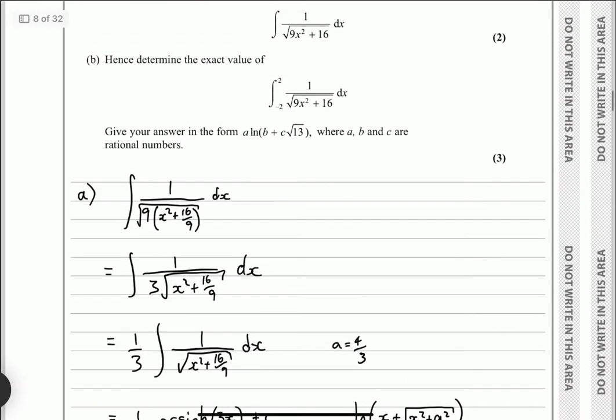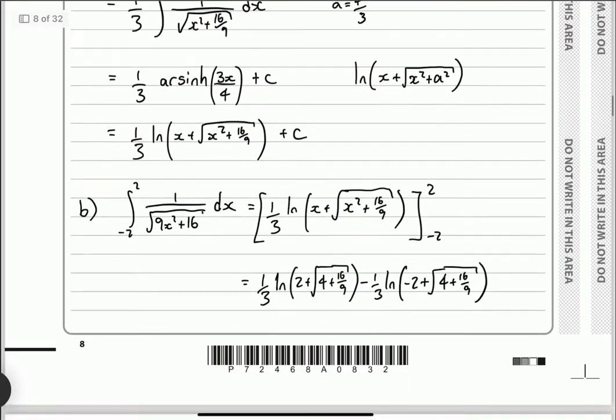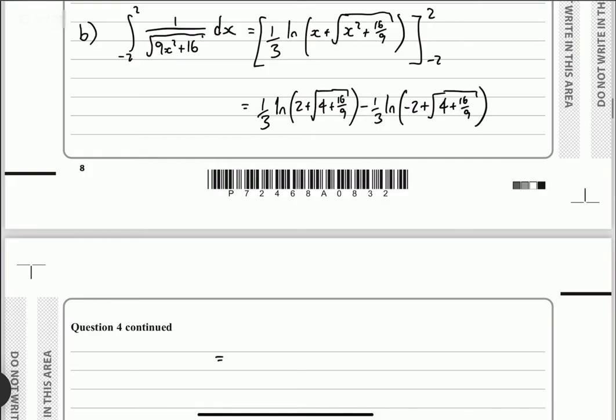And we need to tidy this up into one log function. So let's take a third there, and we can then combine the logs because of the minus with our log rules. That can give one log as a fraction, and at the same time I'll tidy up the square root. That gives 52 over 9. So we've got 2 plus the square root of 52 over 9 over minus 2 plus the square root of 52 over 9.